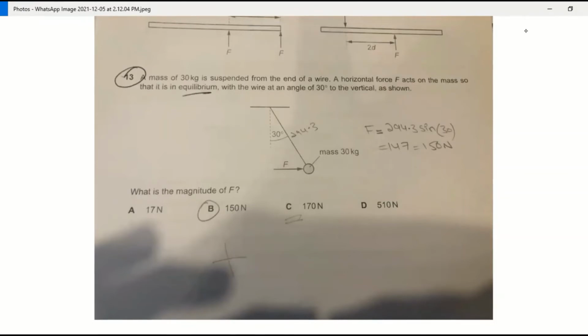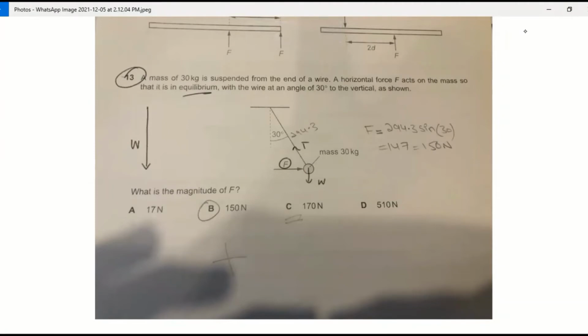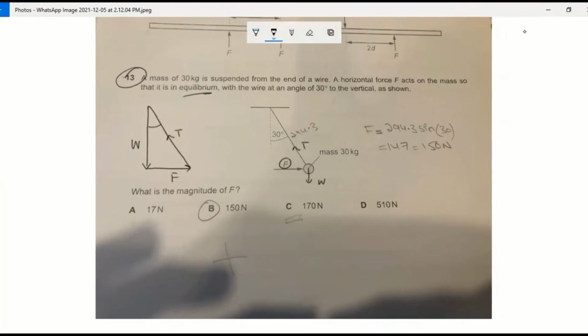Look, it is equilibrium. So three forces are acting. One is the F, other is the tension, and the third is the weight. So this is the weight. And this is the horizontal force F. And this is the tension in the string. Resultant force is 0 because of the equilibrium, this angle is this. So it's a right angle triangle.